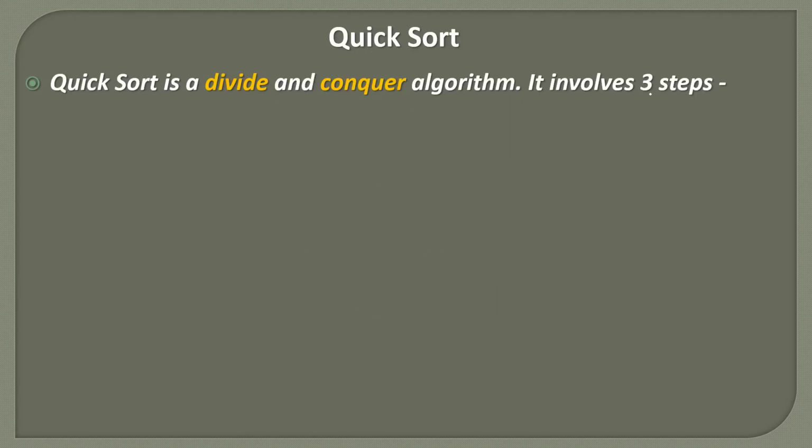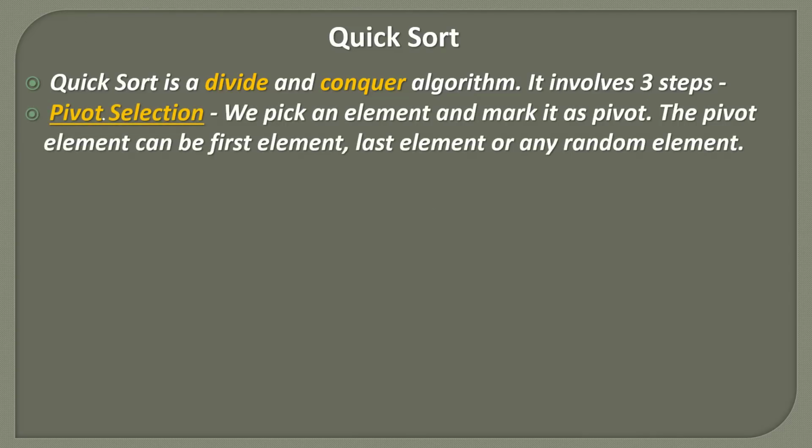It involves 3 steps. The first step is the pivot selection. In pivot selection, we pick an element from the array and mark it as pivot. Now this pivot element can be the first element, last element or any random element. We just take any element and mark it as pivot.